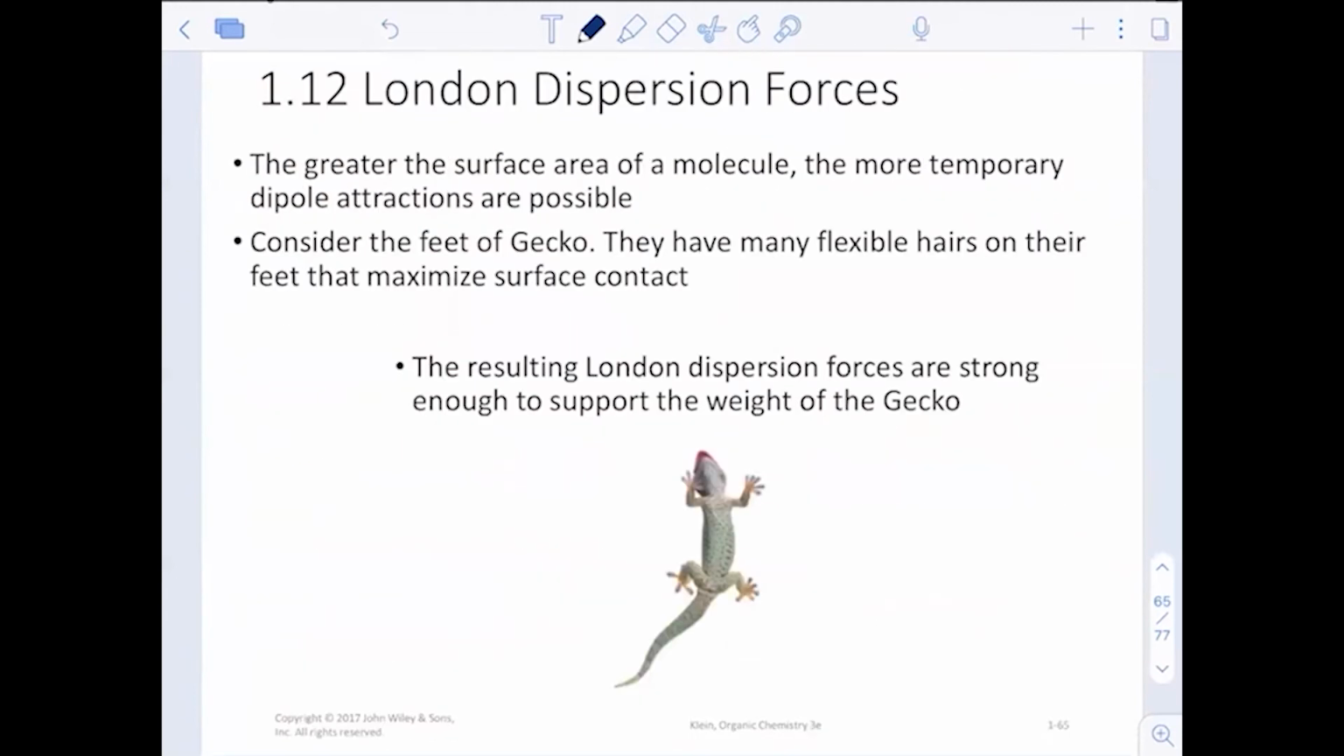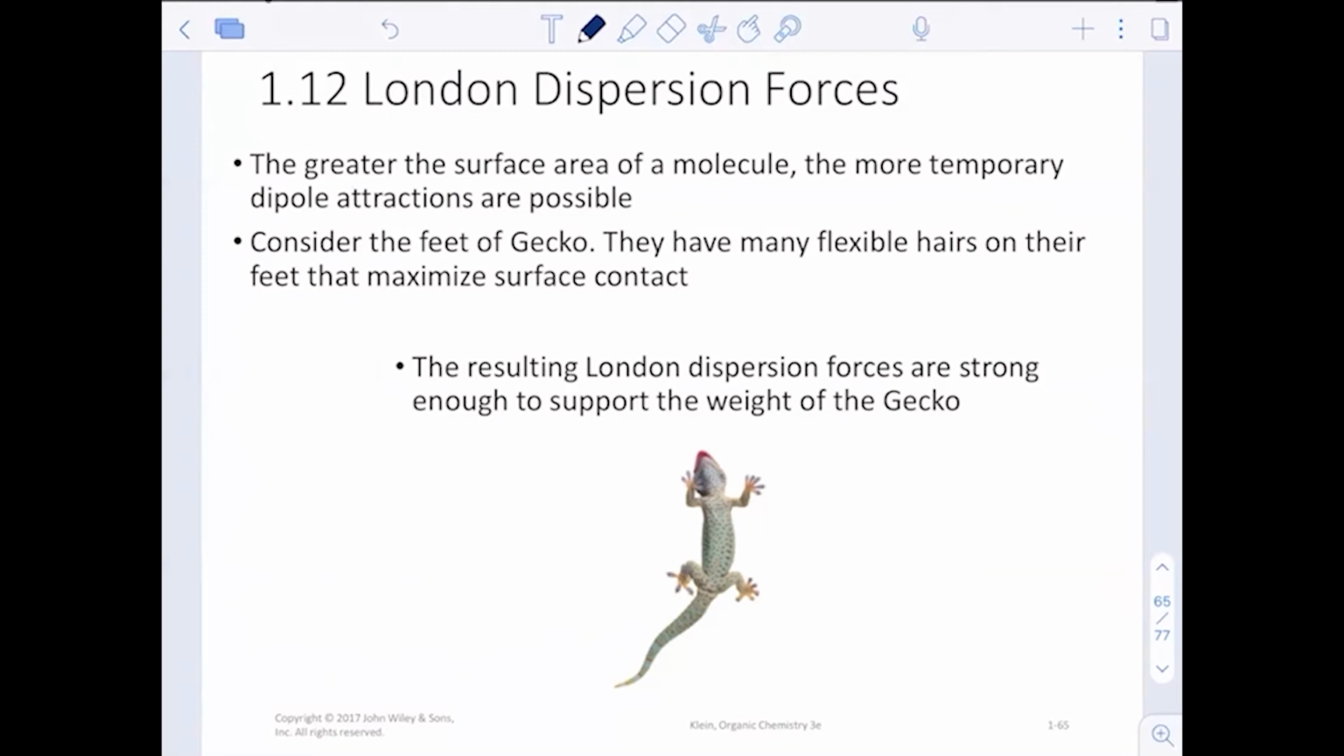So the greater the surface area of the molecule, the more temporary dipoles are possible. So looking at some real life example, the feet of a gecko. They have many flexible hairs on their feet that maximize the surface contact. And so geckos can walk up the wall. They're using London dispersion forces to walk up the wall. They're interacting with the surface of the wall, whether it's a window or concrete or wood.